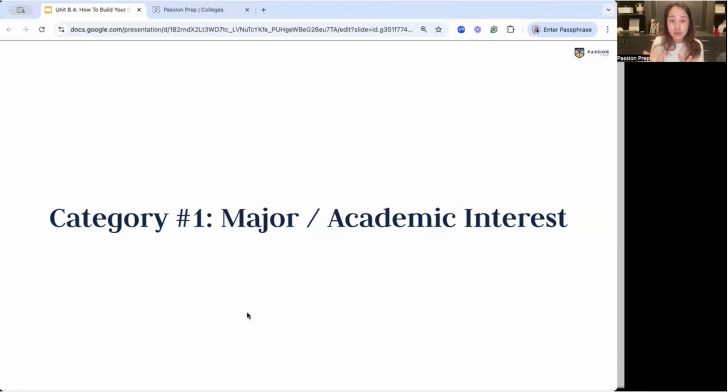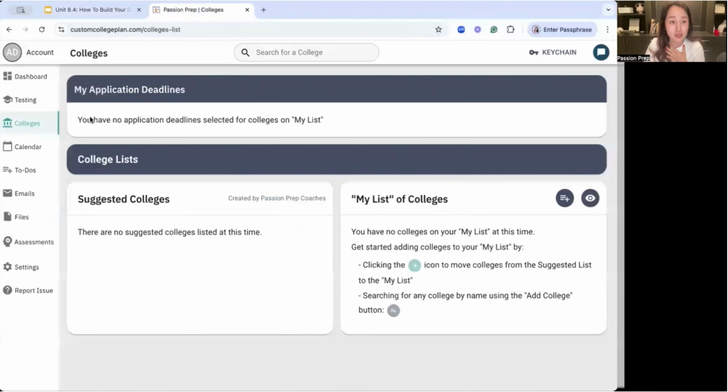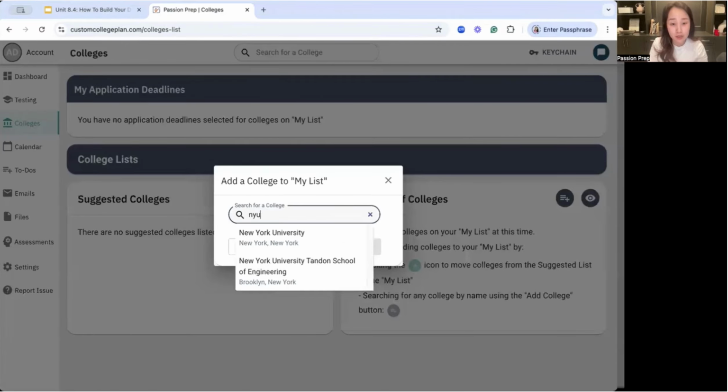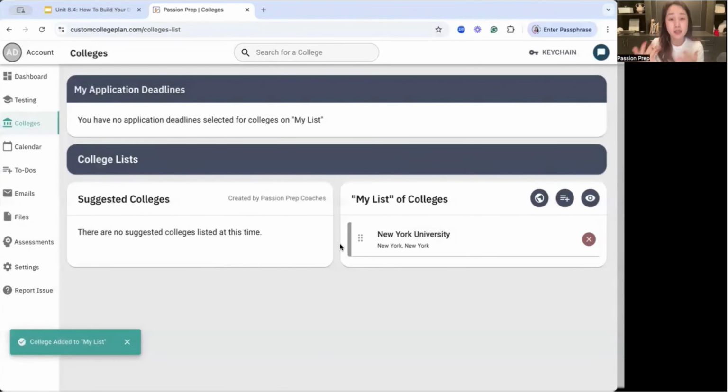I'm going to do an example with all of you so that you get a good idea of how a student should walk through this process. I'm going to assume that my academic interest is business. Given that, I'm going to go inside College Planner Pro, which all of our bootcamp students have access to. I'm going to add a college because of the relevancy it holds with my academic interest. I'll put NYU because NYU has a business school.